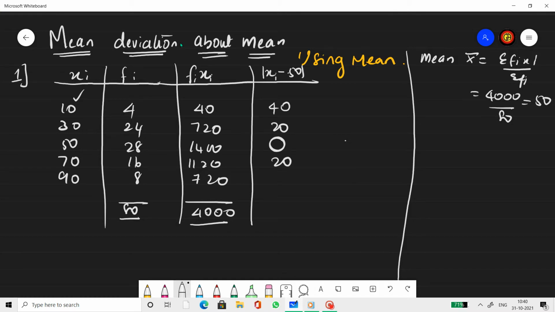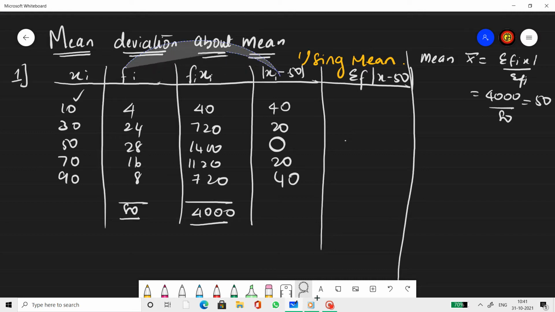Then we have again 20 and 40. So next we need to make a column which is sigma f into modulus of x minus 50. Every x value, every f value will get multiplied with this.